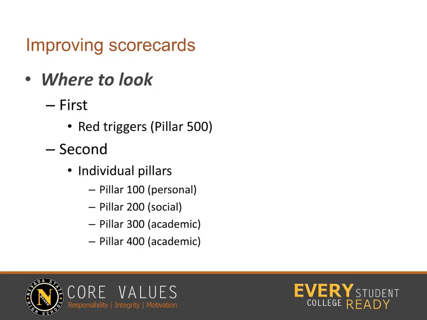Let's talk about improving your scorecard. There are two areas that you can look to help you do this. The red triggers are the best place to start. If you have any of these, you will need to work at eliminating them by fulfilling specific requirements. Doing so will also help some of your other pillars. The individual pillars are the next place to look. Let's discuss what you can do in each of these areas to improve. Click to the next slide when you're ready to continue.